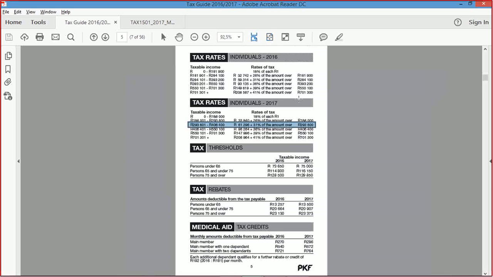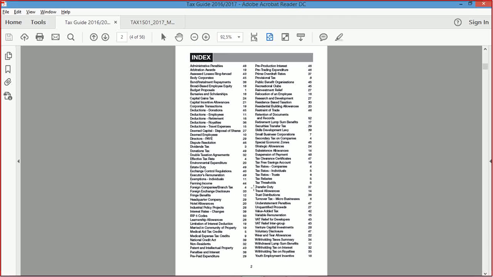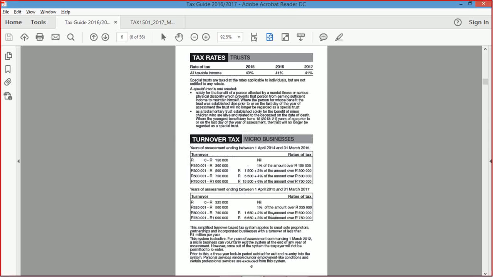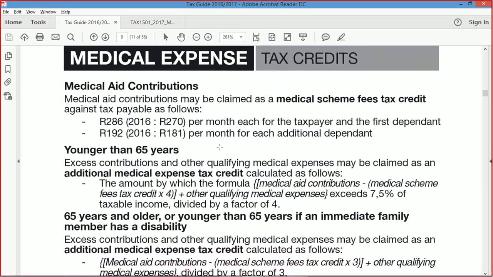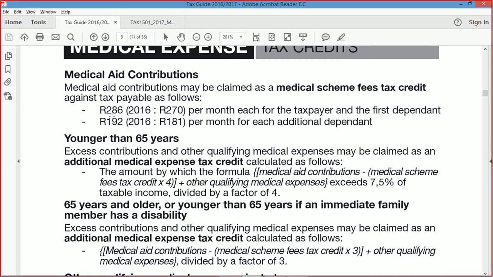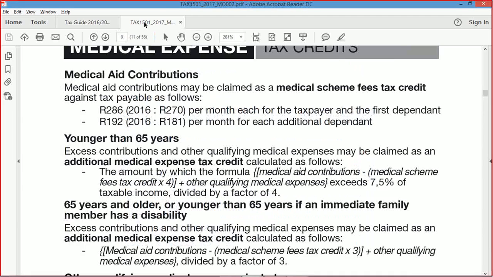Where's that other page we looked at? Go back to the index. Medical expenses, page 9. Yes, that's the better one. Okay, so we were looking at this. Primary member, secondary member. How many family members does this guy have? It's himself, his wife, and 1 child, eh? Yeah. Okay, so 1 child. Alright, so let's do the working there. Okay, so it's 286 for him and his wife, and 192 for the kid.